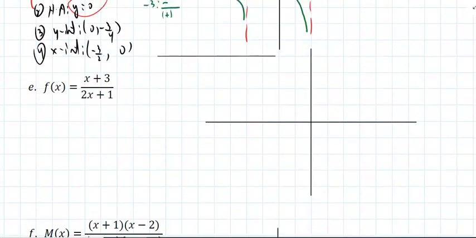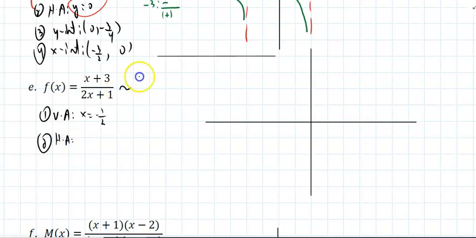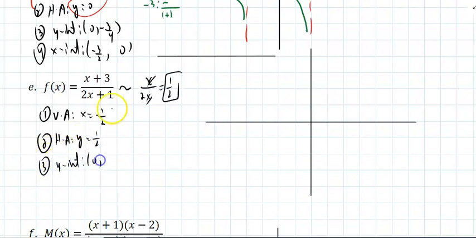Continuing on, now vertical asymptote will be x equal negative 1/2. Horizontal asymptote, what dominates the top? That's 1/2. Y equal 1/2. 3. Y-intercept, that's simple, replace x by 0. I'll get 3 over 1, which is 3.